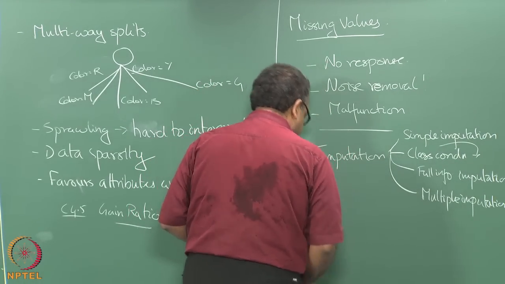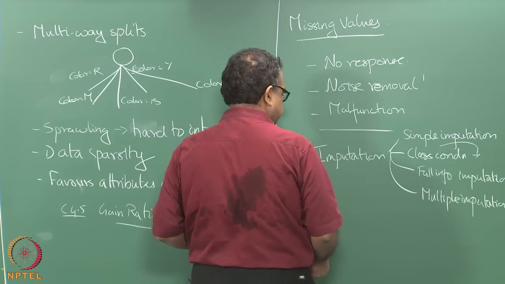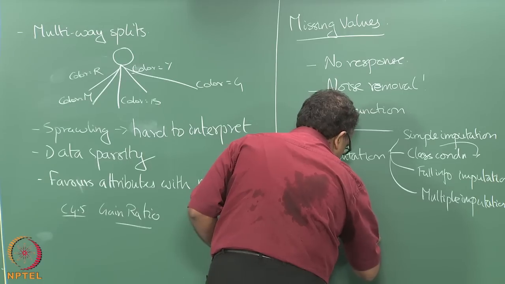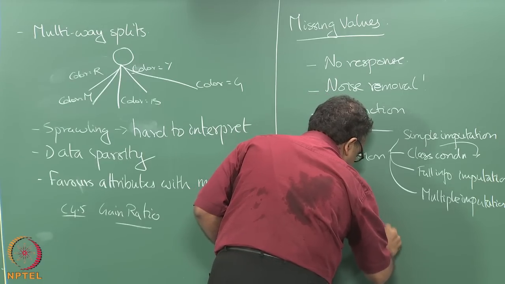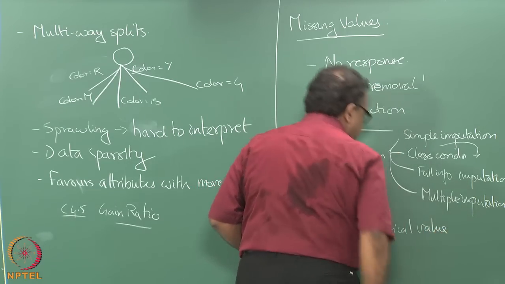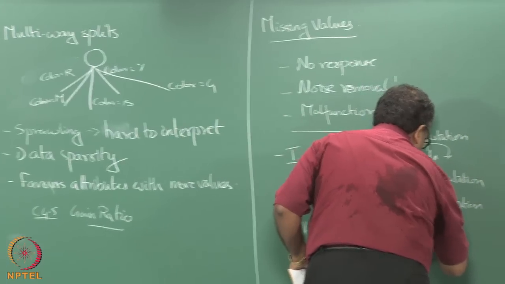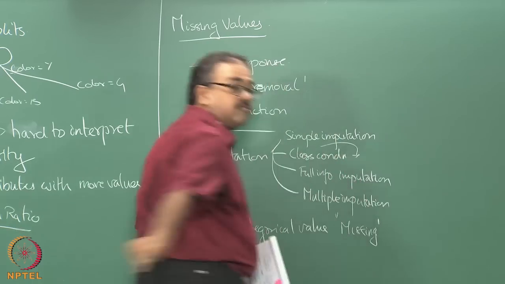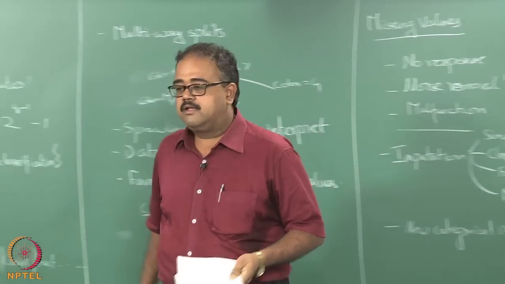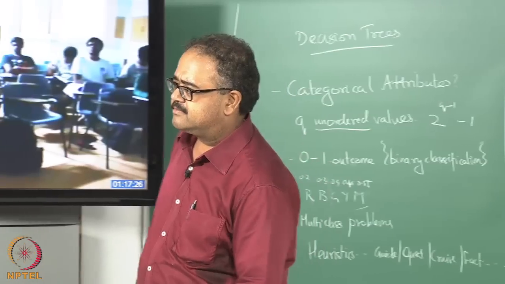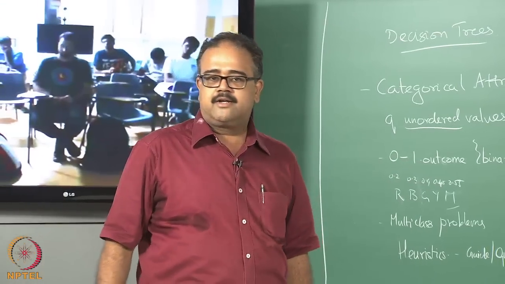Okay, so imputation is one. There is another way to handle this. I just introduce a new value for the variable, and I will call it missing.